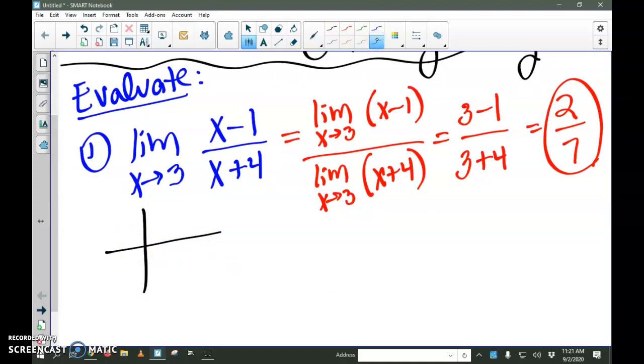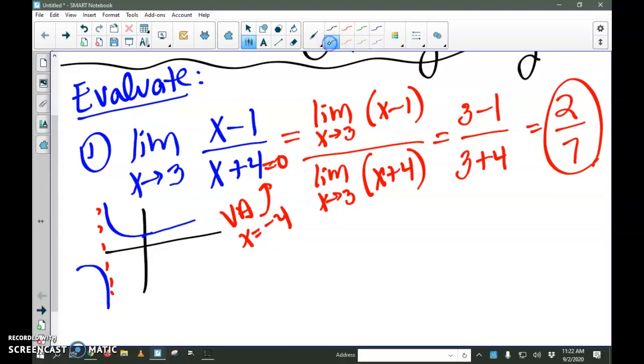And graphically what that means is, let's see, if I would have a graph that looks something like this, okay, where I have a vertical asymptote at -4. Remember, a vertical asymptote occurs where the denominator equals 0, where x plus 4 equals 0, and x plus 4 equals 0 when x equals -4. Okay, so I would have a vertical asymptote at -4. And all this is saying is as x approaches 3 overall, the y value I get close to on either side is 2 sevenths.